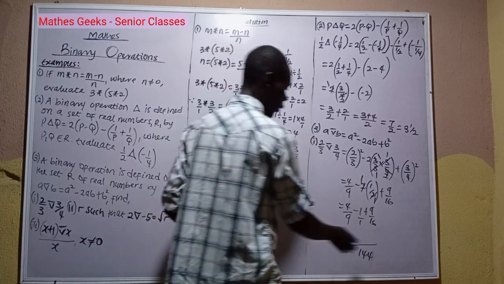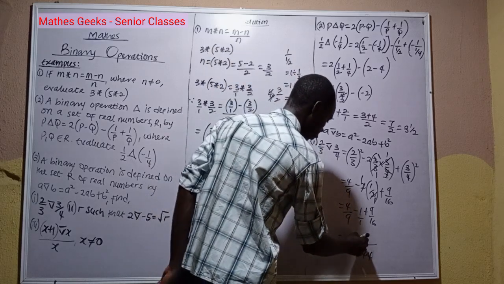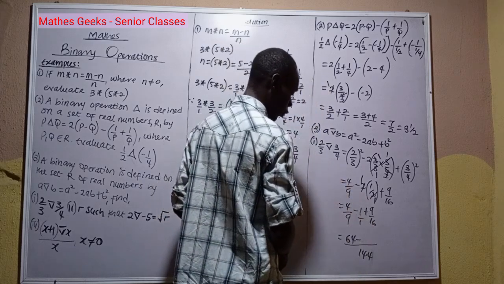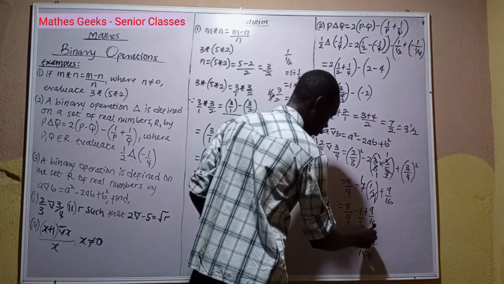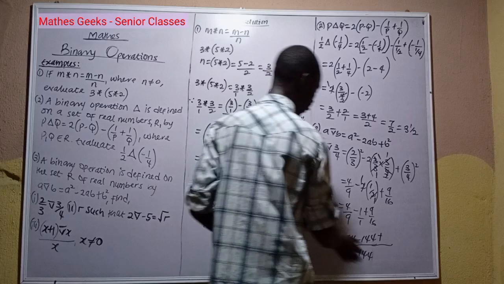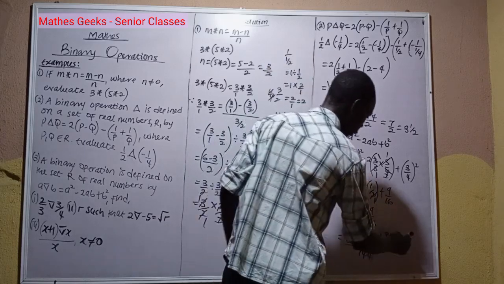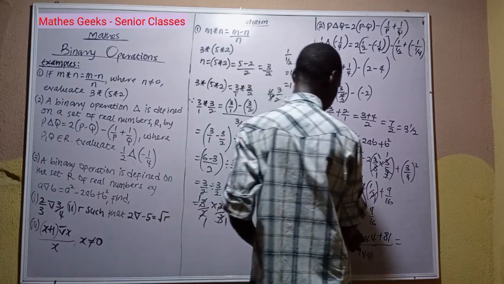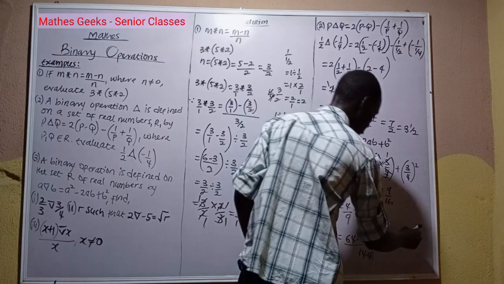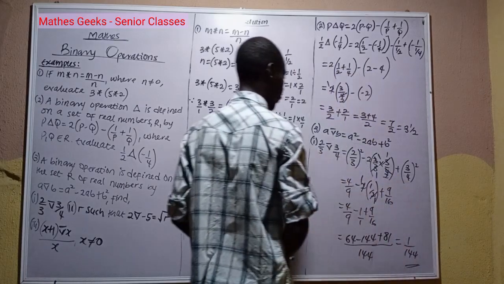So 144 divided by 9 is 16. 16 times 4 will give us 64. 144 divided by 1 is 144. 144 times 1 equals 144, plus 144 divided by 16 is 9. 9 times 9 is 81. So if you add 64 plus 81, you're going to have 145. 145 minus 144 will give us 1 over 144. That's your answer.